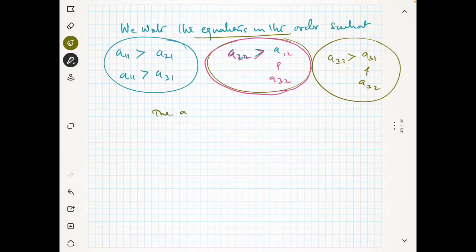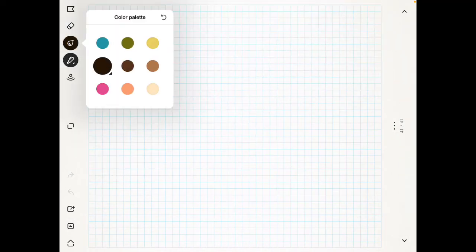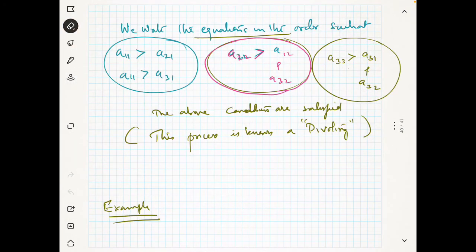And this process is known as pivoting. This process is known as pivoting. So we will take an example anyway. We will see an example now. Before that, I will write one more thing.